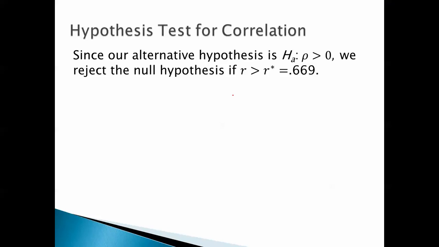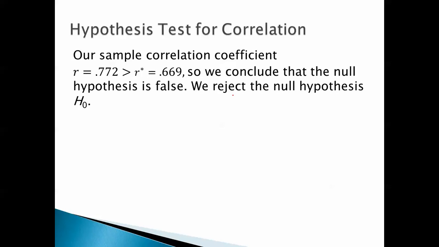Okay, since our alternative hypothesis is rho is greater than 0, we reject the null hypothesis if r is greater than r star equals 0.669. Our sample correlation coefficient r is 0.772, which is greater than r star equals 0.669. So we conclude that the null hypothesis is false. We reject the null hypothesis.